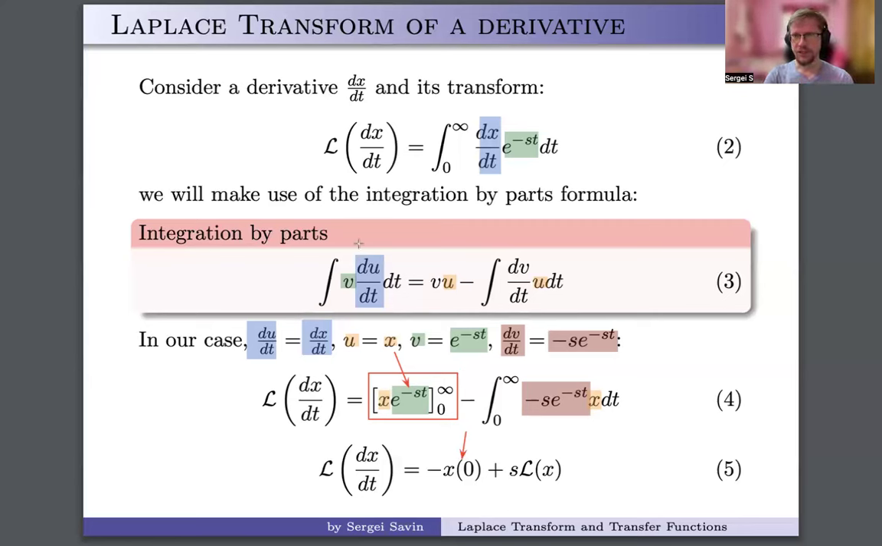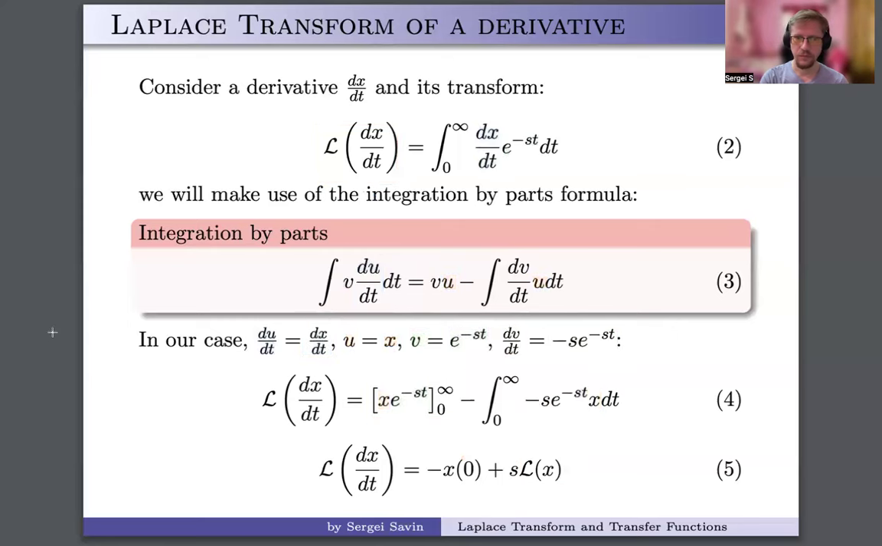Right. Now let us consider what happens here. That is even more interesting, and the reason it is even more interesting is because you can see that this expression here is just a Laplace transform of x. What x is, we don't know. It is some function of time. But we could write it using shorthand notation, Laplace transform of x. And that is it, equation 5. Now, what we found is that the Laplace transform of a derivative is equal to minus x of 0 plus s times the Laplace transform of x.